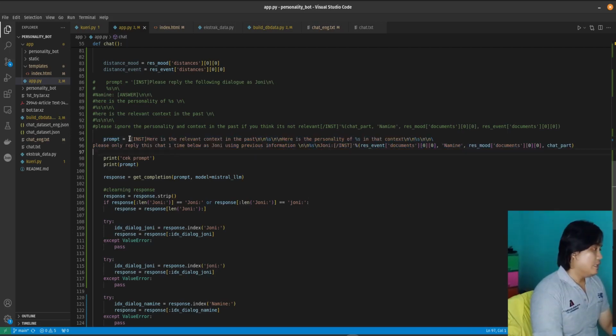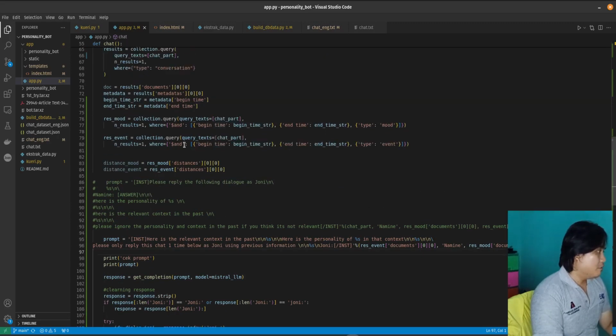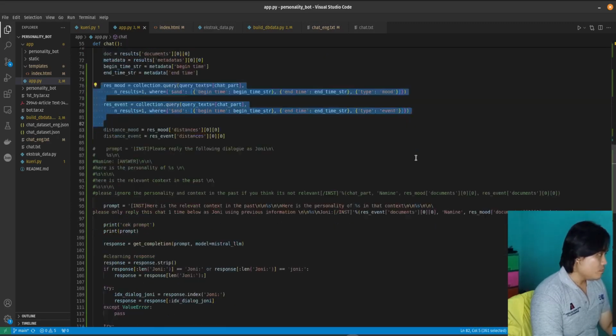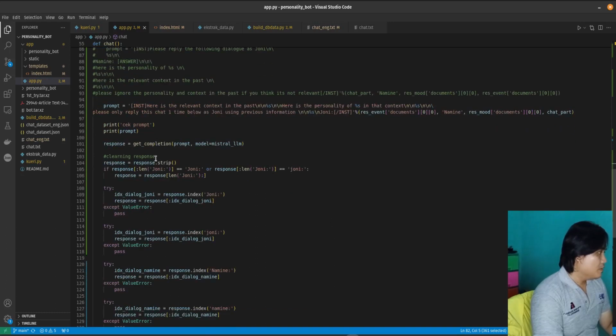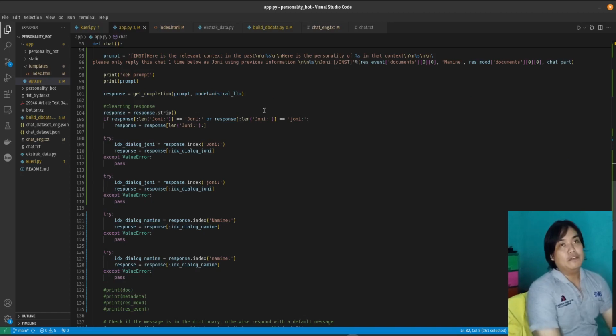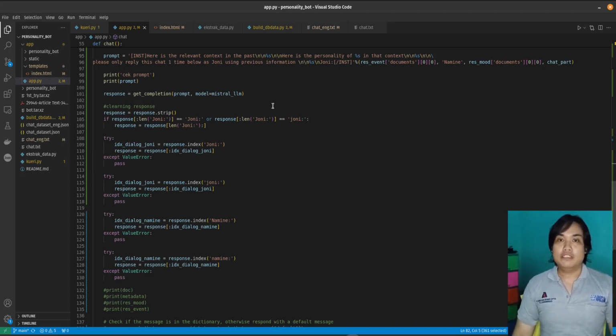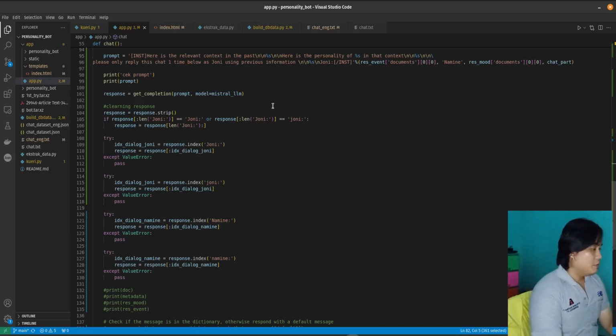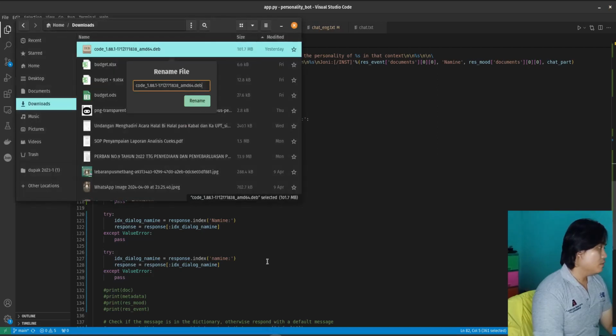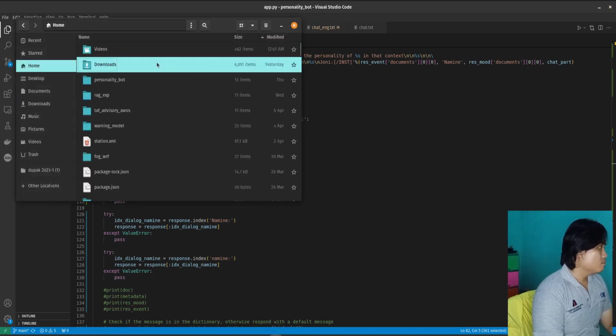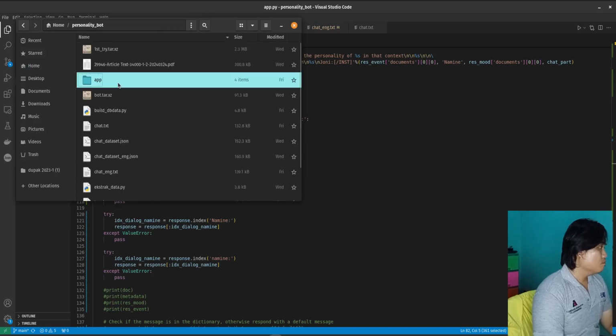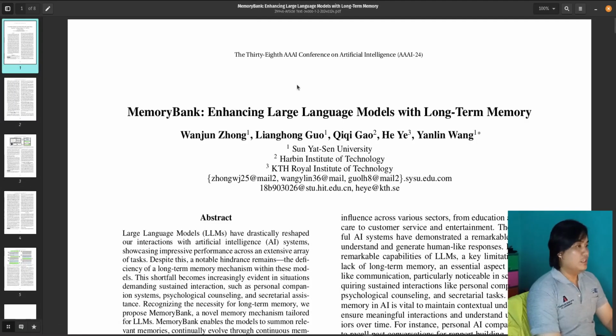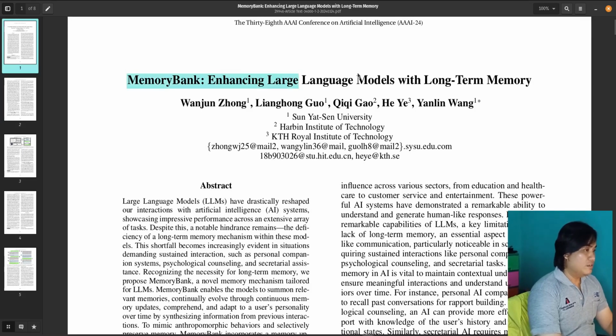Here I have a prompt, but in this prompt, I also include the result of the query from the vector database. And then from this prompt, we will get the result. In this case, we will build a chatbot. So, in the paper of memory bank, I will show you the paper. Here, this is the paper, memory bank.